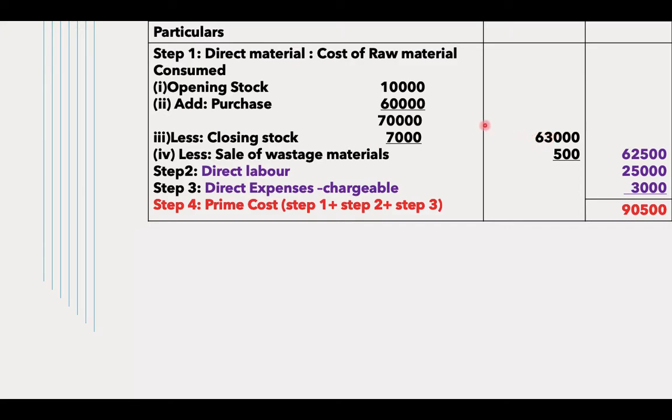From the 63,000 we have to less the sale of scrap or sale of wastage materials. It is rupees 500. So if we less this we will be getting the answer as 62,500. Along with this we have the step 2 direct labor, it is 25,000, and direct expenses which is chargeable, it is 3,000. So if we add all these things, that is direct material, direct labor and direct expenses, we will be getting 90,500. It is actually our prime cost.